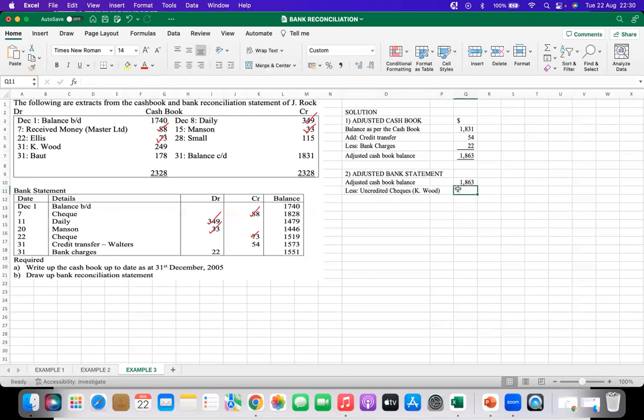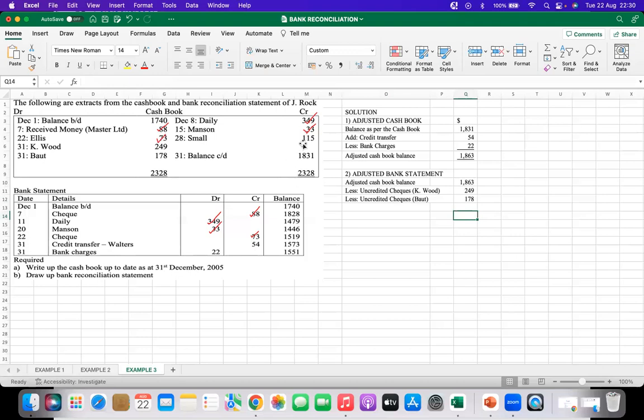It is 249. And we also have another uncredited check from somebody called Bat, and it is 178. So we are done with uncredited checks.